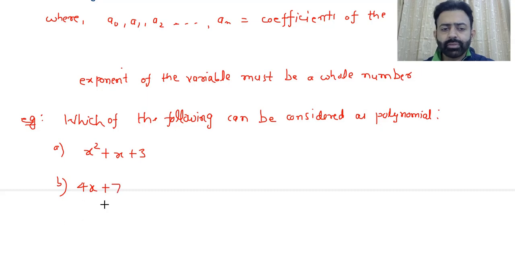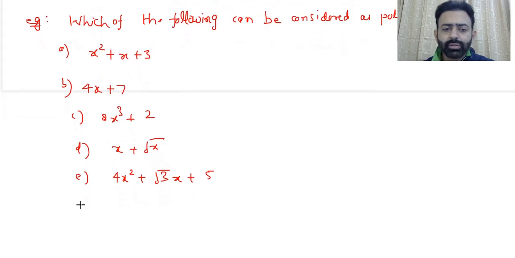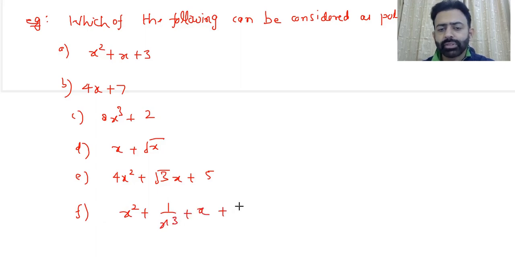4x plus 7, c part is 8x cube plus 2, d part is just x, e part is, or let us say x plus root x, and e part is 4x square plus under root of 3 x plus 5, and lastly let us say x square plus 1 by x cube plus x plus 6.